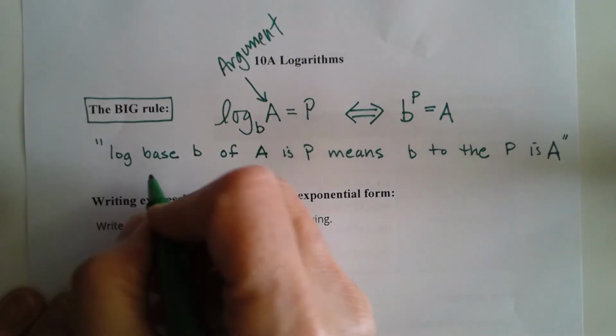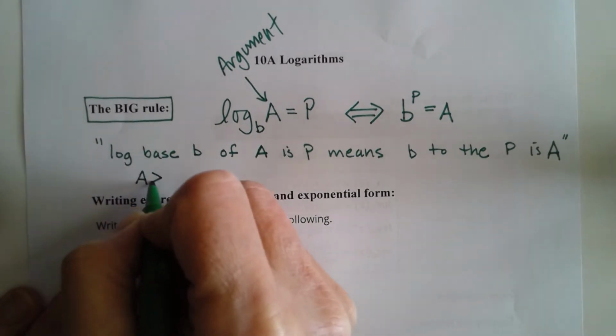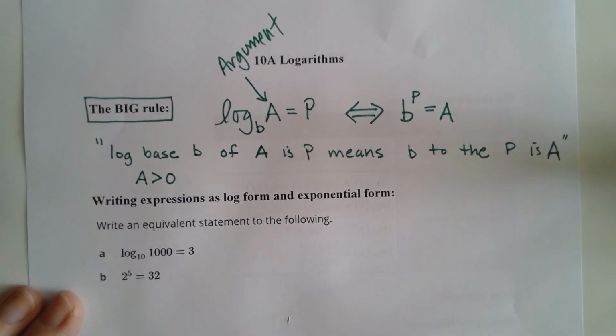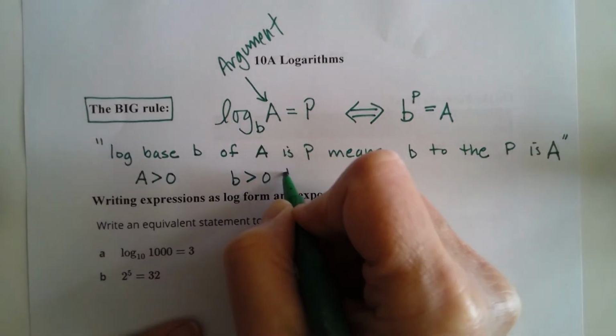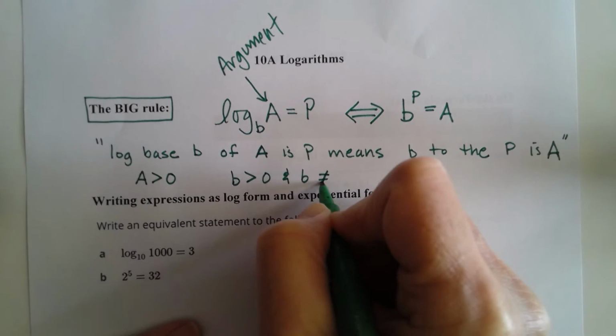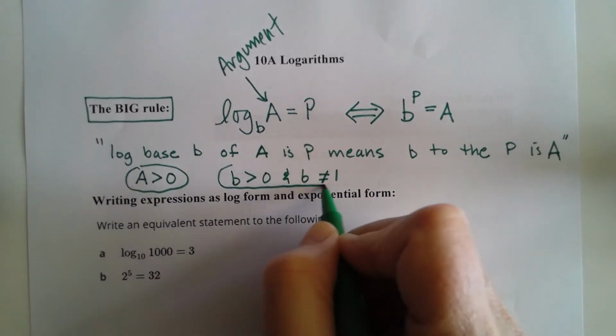Okay, a couple things have to happen. A has to be greater than 0. It can be a fraction between 0 and 1, but it has to be greater than 0. B also has to be greater than 0, and B cannot be 1. So these are two important things. It makes it easier, actually.